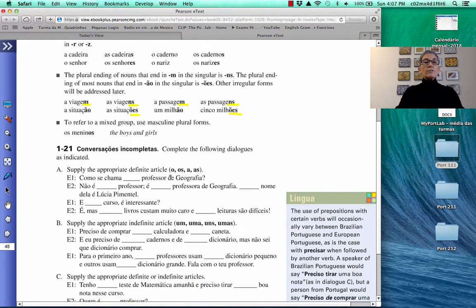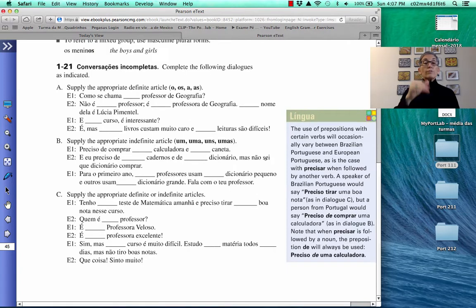And here you have to do this exercise here, and I'm just going to say it because in class we are going to do it again. So if you want to go over this, just to practice, okay? Então vamos lá. Complete the following dialogues as indicated. Supply the appropriate definite article. O, os, a. So this one is easy because you just have to see if the word is masculine or feminine.